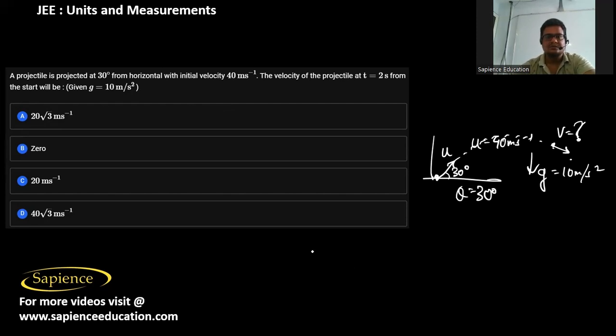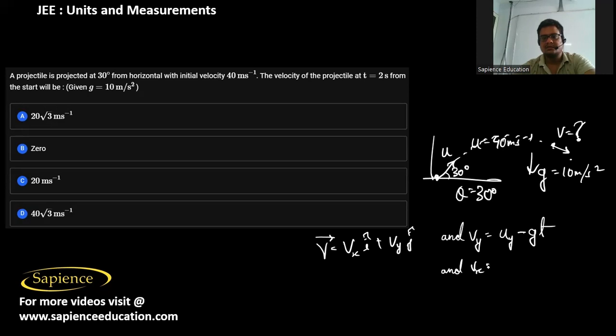So therefore, as you know, v, the velocity vector at any time, is vx i cap plus vy j cap, and vy is equal to uy minus gt, and vx is the same as ux, since acceleration is not acting along the x-axis, so that is equal to u cos theta. So vy will be equal to u sine theta minus gt. So therefore vx at time t equal to 2 seconds.